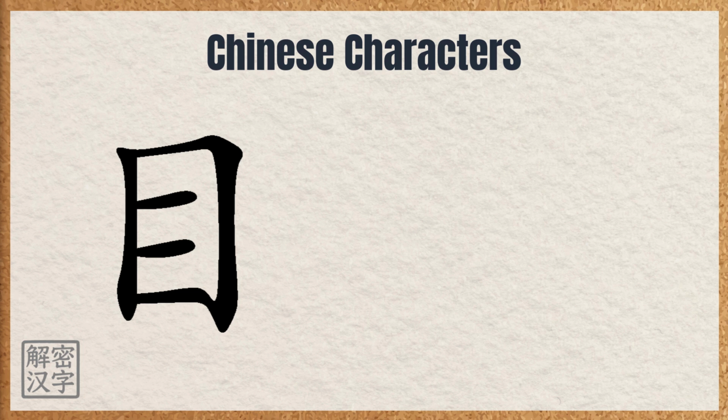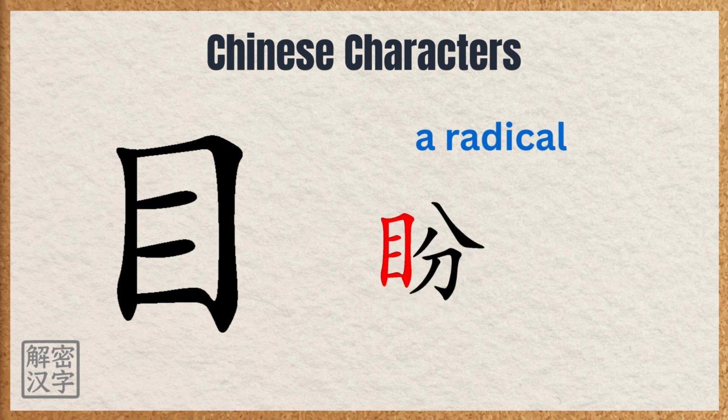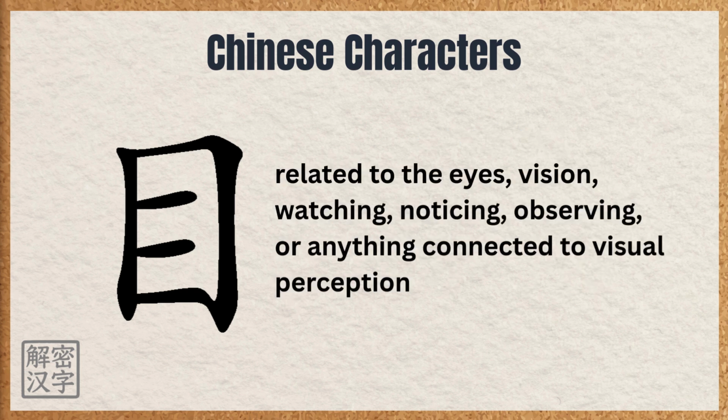The character mu is also a very common radical in Chinese. When it's used as a radical, it usually appears on the left side of a character, and sometimes at the bottom. Characters that include this radical often have meanings related to the eyes, vision, watching, noticing, observing, or anything connected to visual perception.